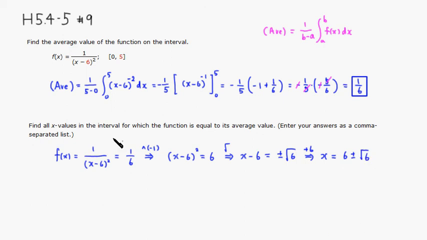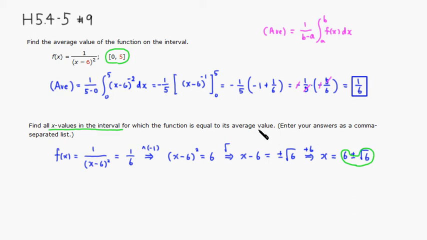Then we have to be careful. Here it says we are looking for all x values in the interval, and the interval is up here. So x value has to be between 0 and 5. And it looks like 6 plus square root of 6 is bigger than 5, so that will be outside the interval. So therefore, only 6 minus the square root of 6 would be the answer.